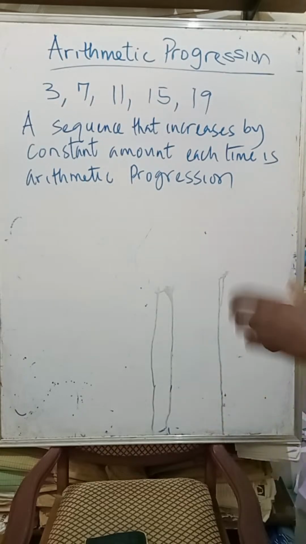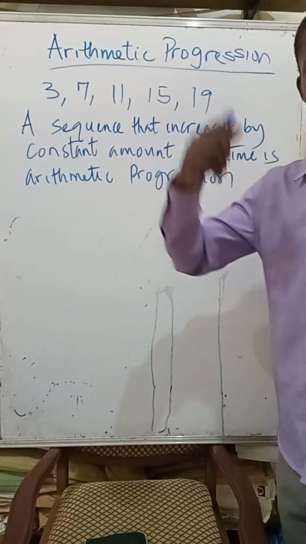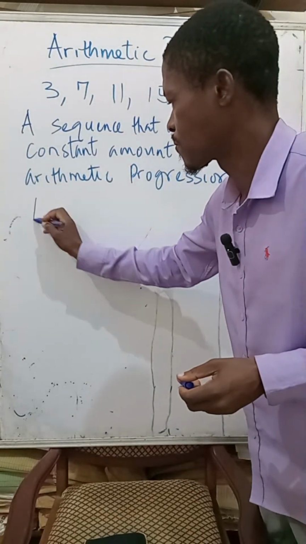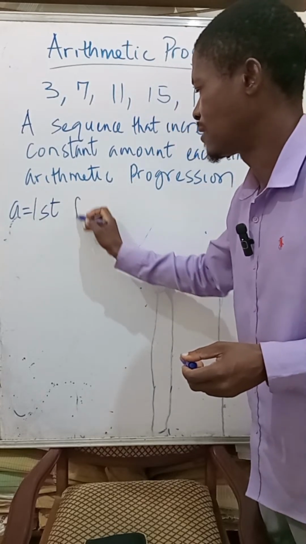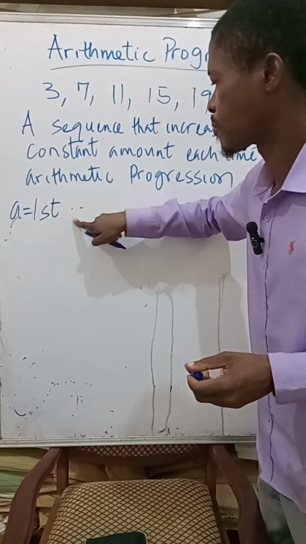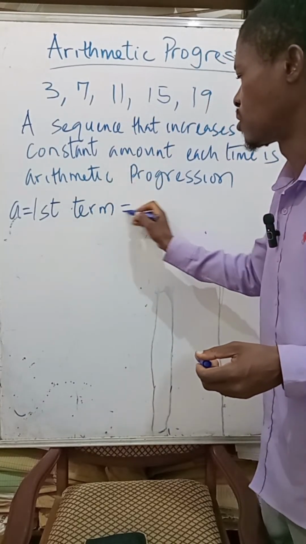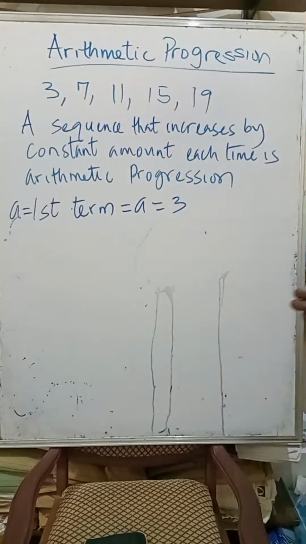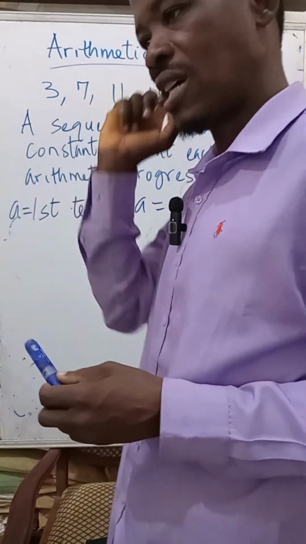The first thing you must know when you have either arithmetic progression or arithmetic series, the first written number is called the first term. A is the first term. So in this case now, the first term is A. That's the first written number, and that's 3. The first written number is called the first term.